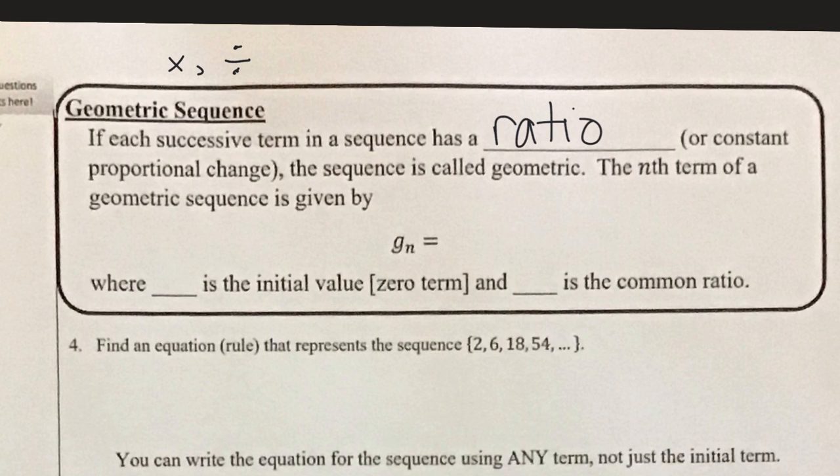So division means we're multiplying by a fraction. So if we're dividing by 2, that's the same as multiplying by 1/2. Okay, so we won't ever have a division sign as a ratio. You will have a fractional multiplication though.